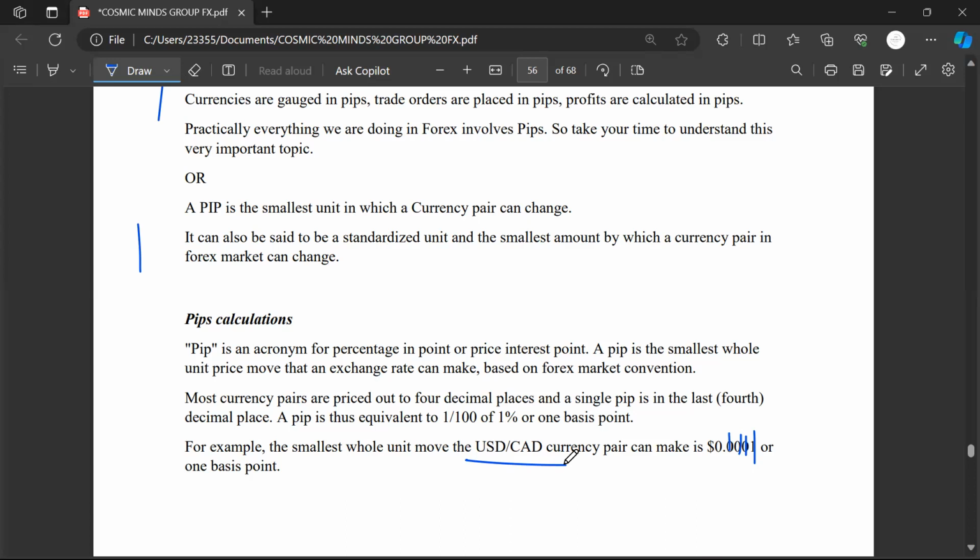the smallest move that a USD pair can make, the smallest is what? The 4th decimal, that's 0.0001. That's what we are talking about. That's the 4 decimal place. You will see some which are only 2 decimal places. So that's what we're talking about.